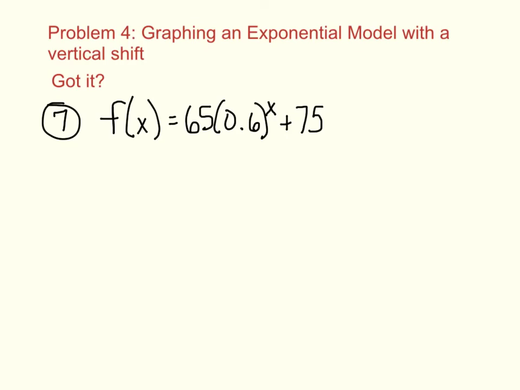Alright, so in this problem, a lot of you look at this and go, oh my gosh, there's so much to this problem. But all you have to do is graph this equation. So you pick anything you want, plug it in, times it by 65, and then add 75. And then your entire graph just moves up 75. All you have to do is add 75 to everything. So let's make a t-table.